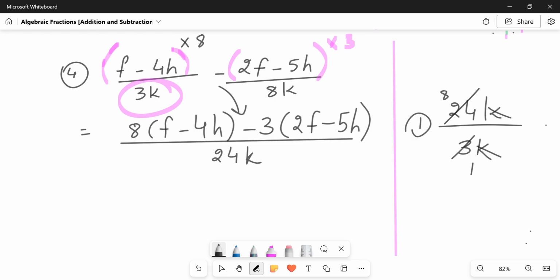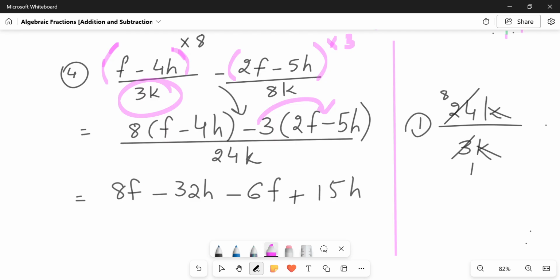Okay, now open the bracket. 8 times f gives you 8f. 8 minus 4h gives you 32. H minus 3 times 2 gives you 6f. What I am doing right now, I am multiplying the number with my minus 3, this bracket. Minus and minus is plus. Minus and minus is plus. Sorry. Minus and minus is plus. And 3 times 5 gives you 15h.